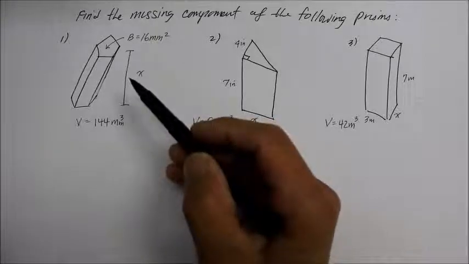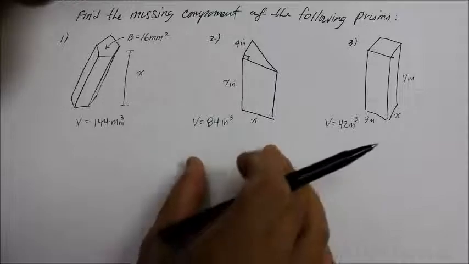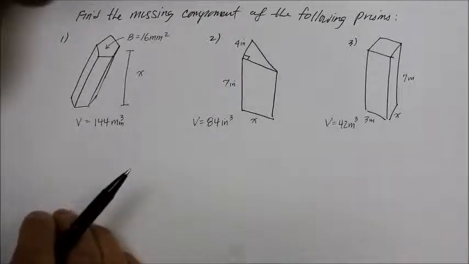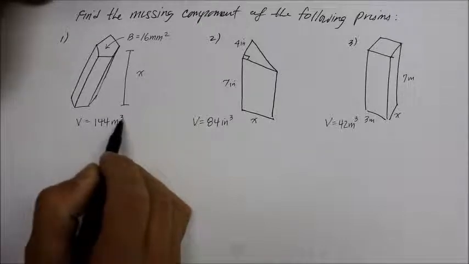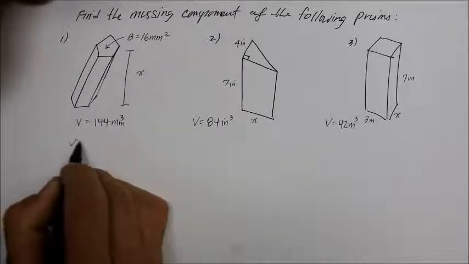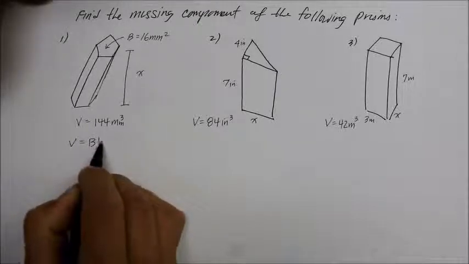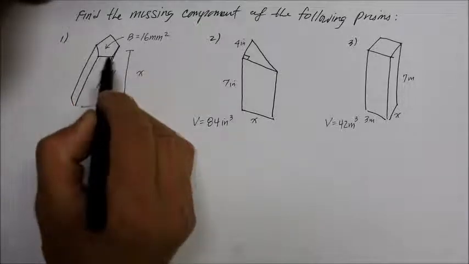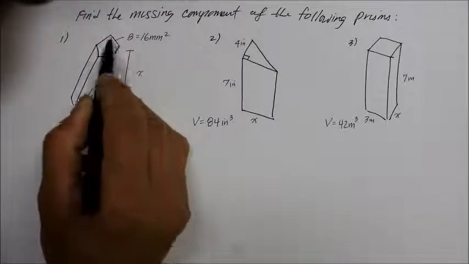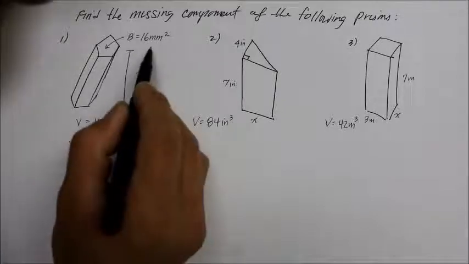Alright, so let me give a demonstration on number 1, and you could try numbers 2 and 3 on your own. Here's what we have. The volume is 144 millimeters cubed, and we have to use the volume formula. The volume for any kind of prism is capital B times the height, and the capital B represents the area of the base on which this prism is standing. This time we don't have to find the area because it's already given to you.